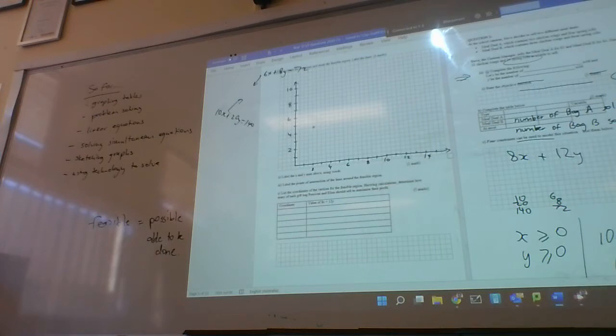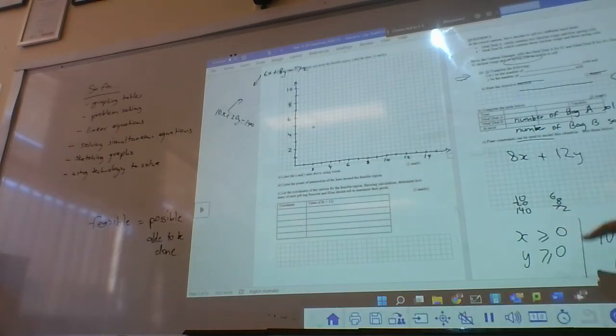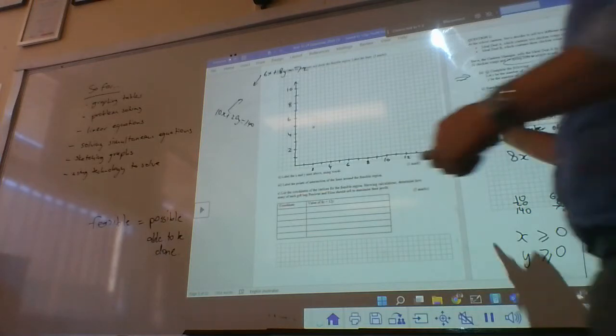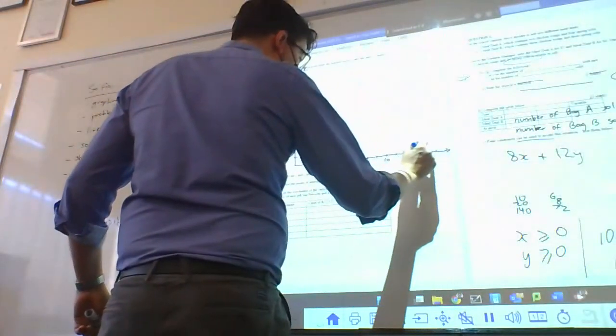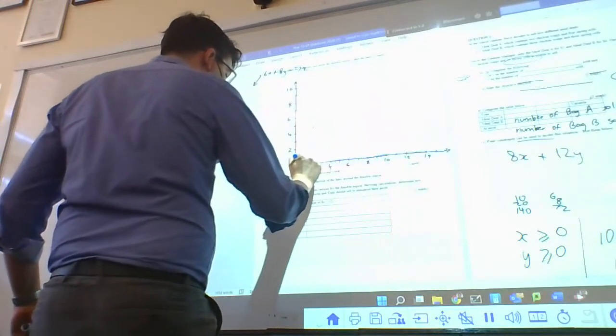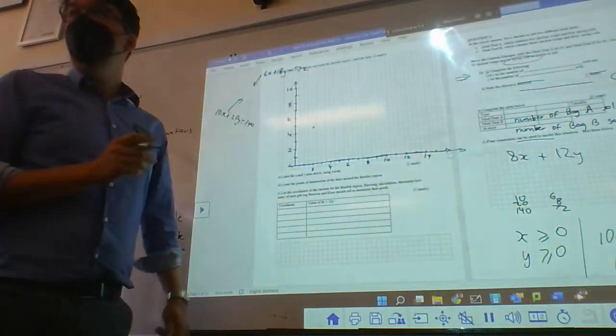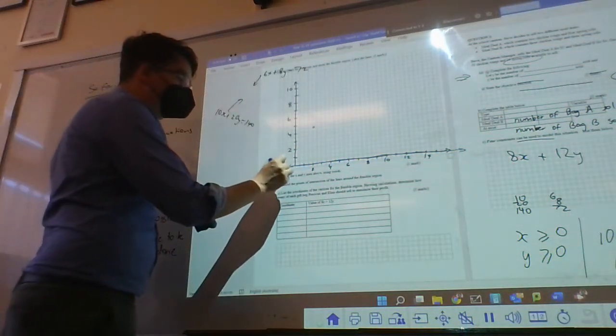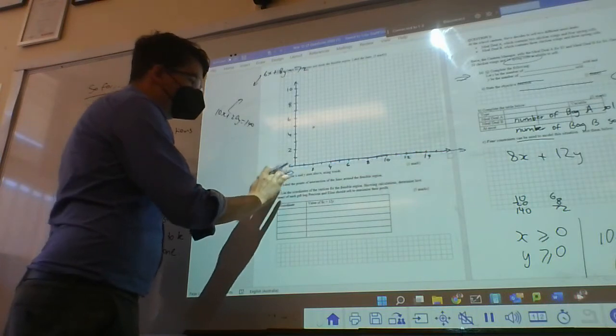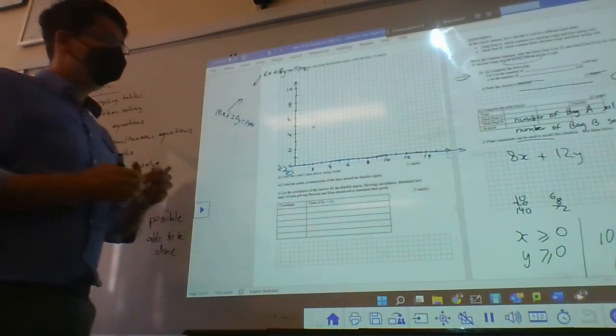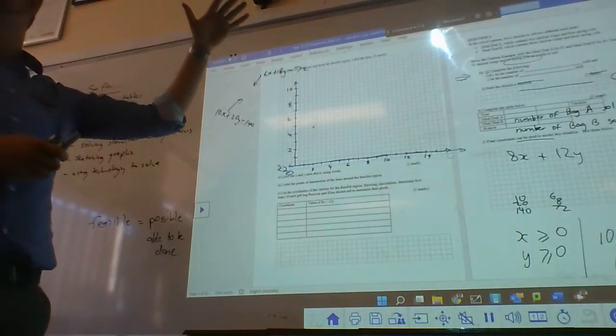So let's label these four. We need to sketch these four constraints. Graph the constraints. The easy ones are x is greater than 0 and y is greater than 0. We've really already shown that, haven't we? X is greater than or equal to 0 is this line across here. That there, x has to be greater than or equal to 0. We know x has to be positive.